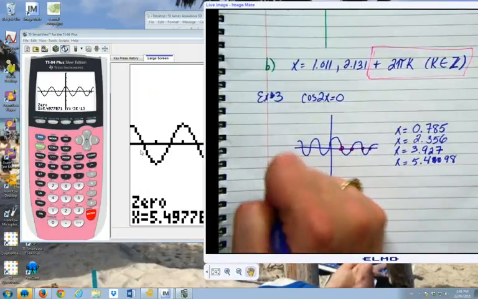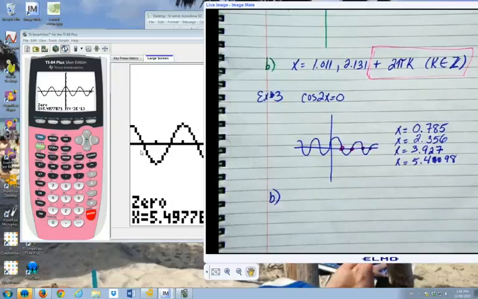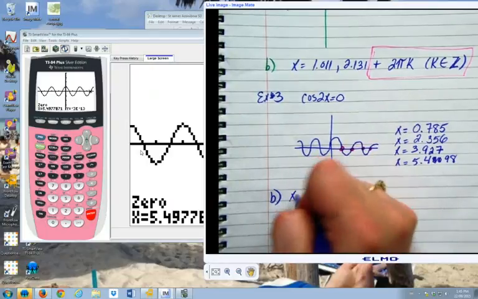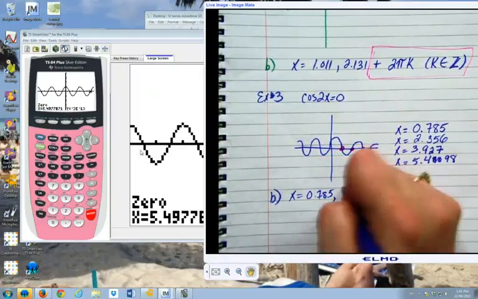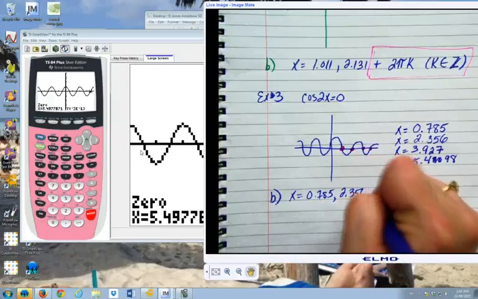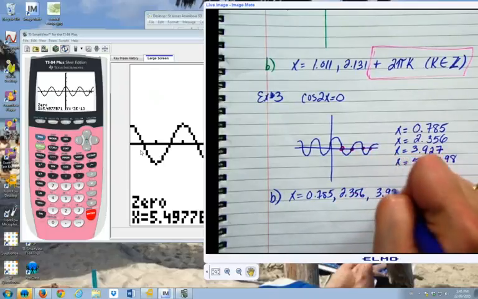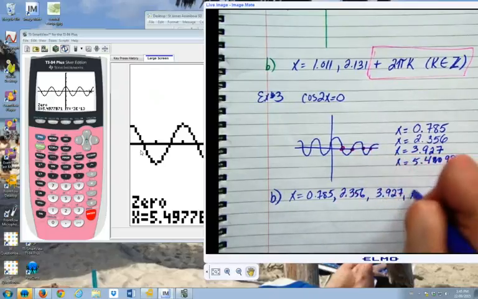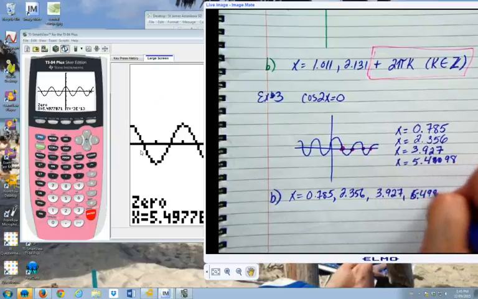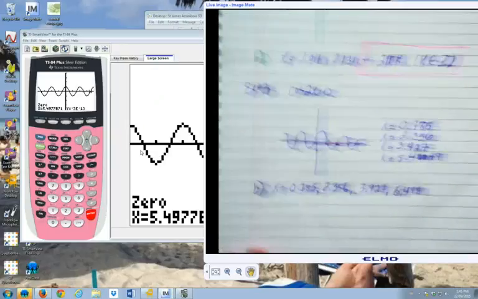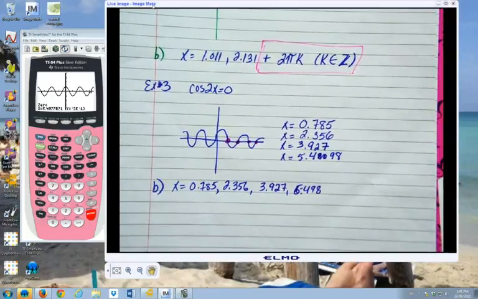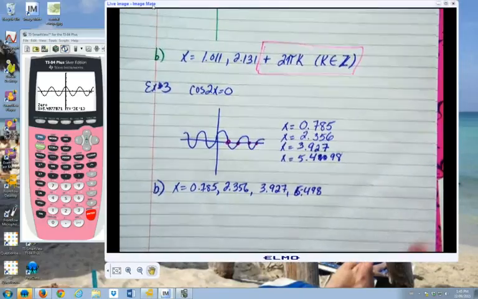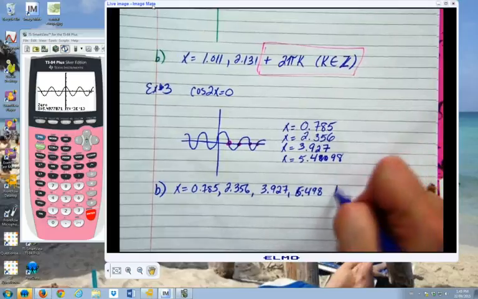Part B. What's it asking for? General solutions. I'm going to grab those 4, put them just in a row. And then I'm going to add.